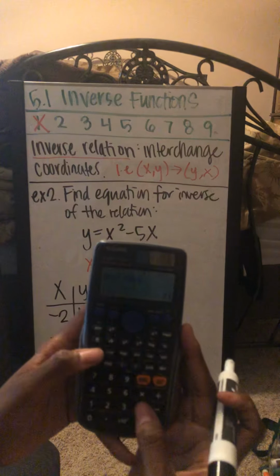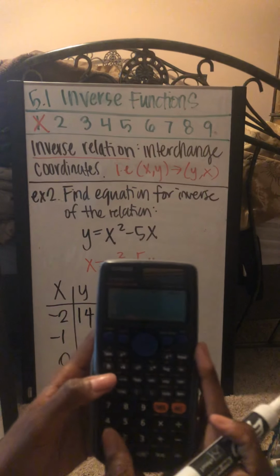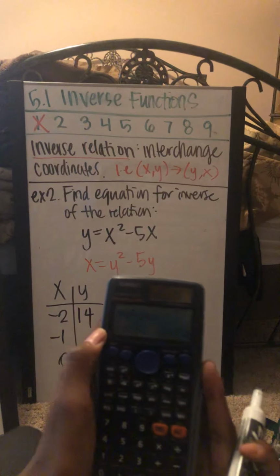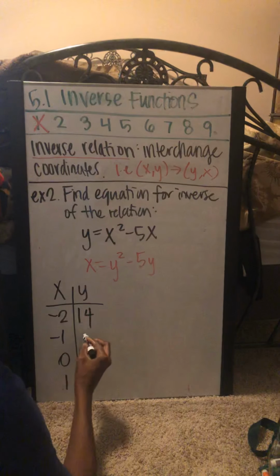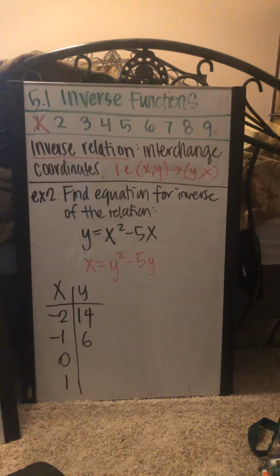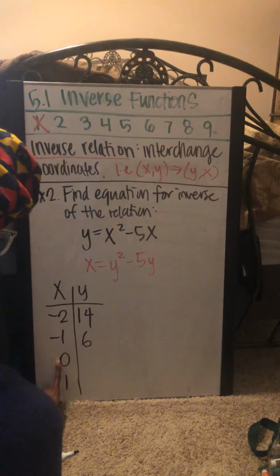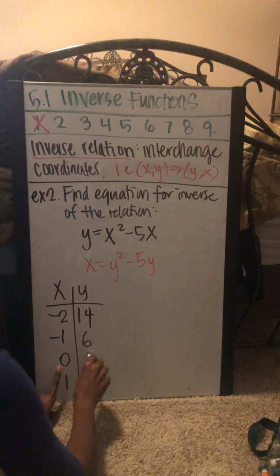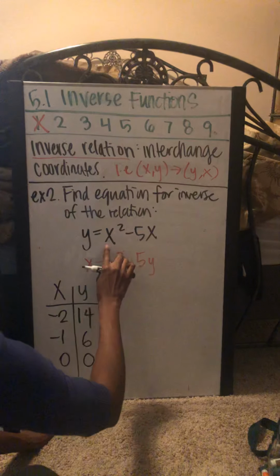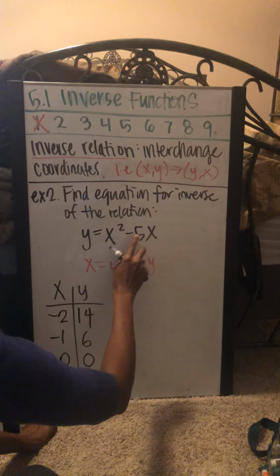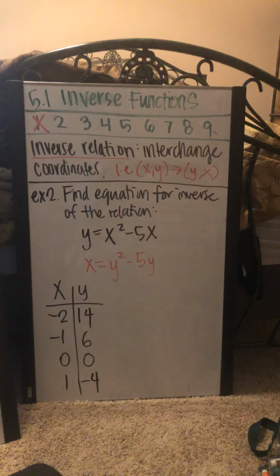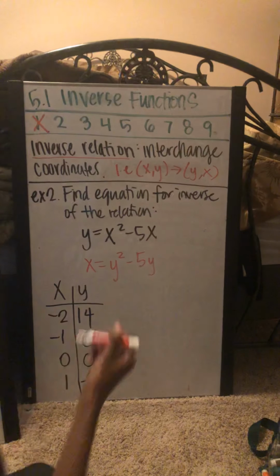Now we can do -1, save it, go back up, check it, and we get 6. So you can either use your calculator, plug it in manually, or do it in your head. If I want to take 0 and plug it in here, we get 0 minus 0, which is 0, or we could plug in 1, and we get 1 squared, which is 1, minus 5, which gives us -4.